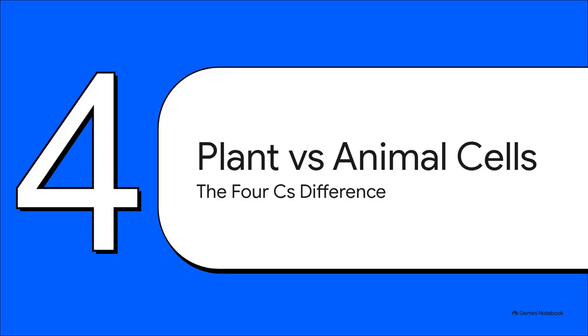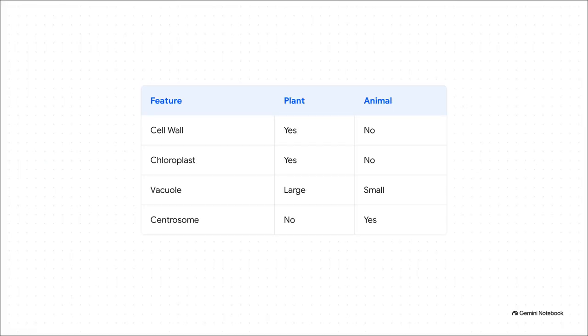All right, Section 4, plant versus animal cells. Now that we know what all cells share, let's zoom in on the complex cells, the eukaryotes. Specifically, let's pit the plant cell against the animal cell to see what makes them so different. I love to use a brilliant little mnemonic trick here to remember these differences, the 4 C's. First, the cell wall, present in plants for rigid support but totally absent in animals. Second, the chloroplast. Plants have them to make food from sunlight, animals definitely don't. Third, the central vacuole.